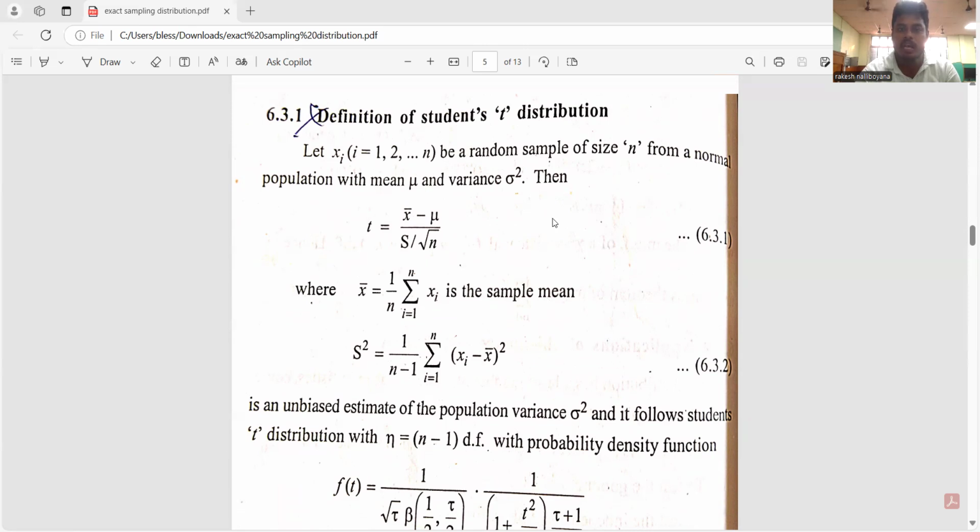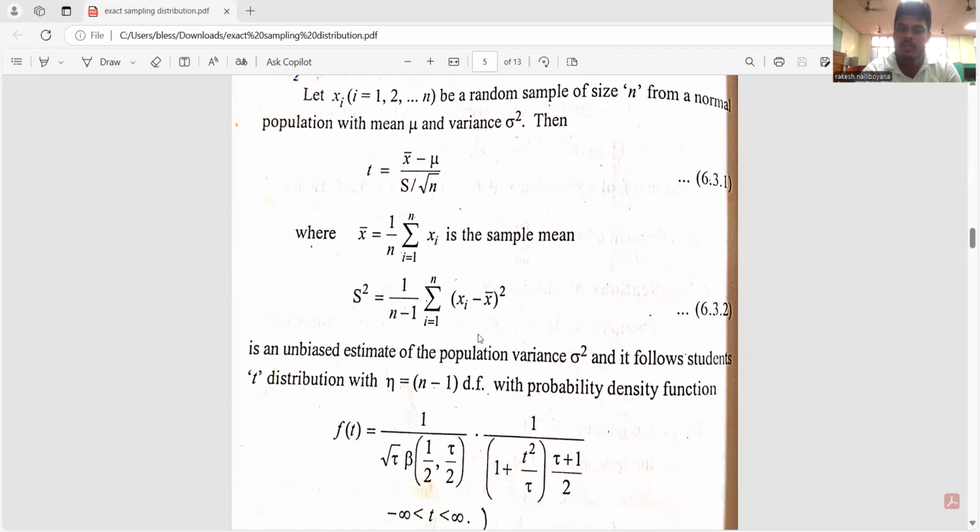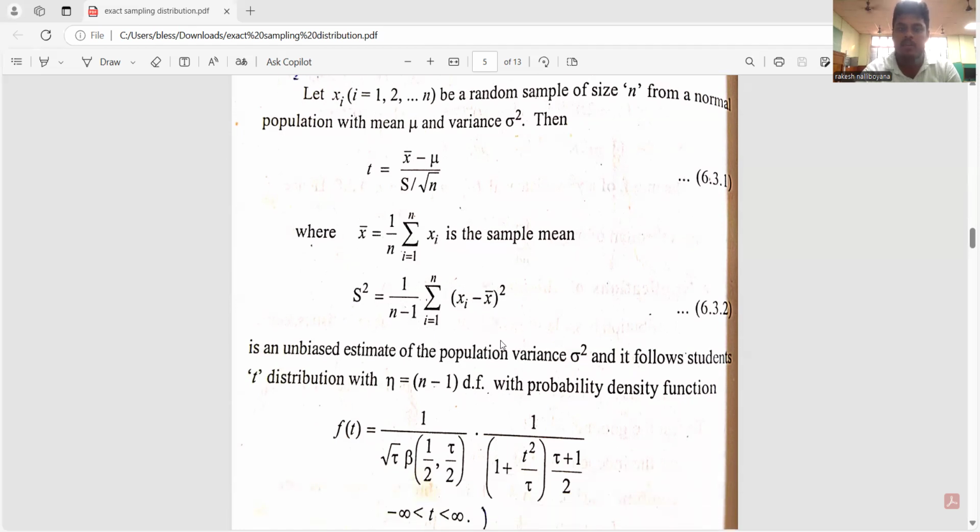So we know that a random sample of size n follows the normal population with mean mu and variance sigma square. So t is equal to x bar minus mu by s by root n. Here x bar means sample mean, s square means variance, 1 by n minus 1 summation xi minus x bar whole square. So the sample variance is an unbiased estimator of the population variance.